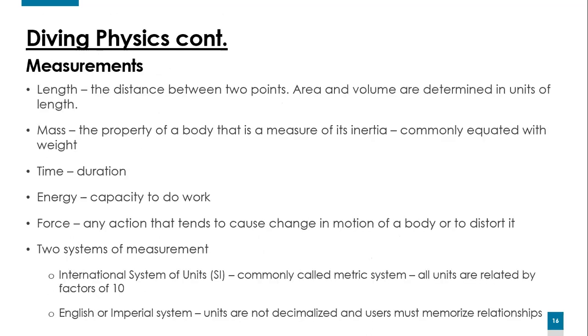Okay, next is measurements. Length is the distance between 2 points. Area and volume are determined in units of length. Area is actually measured in square feet, or square footage, and volume is measured in cubic feet. Next is mass. Mass is the property of a body that is a measure of its inertia, commonly equated to weight.